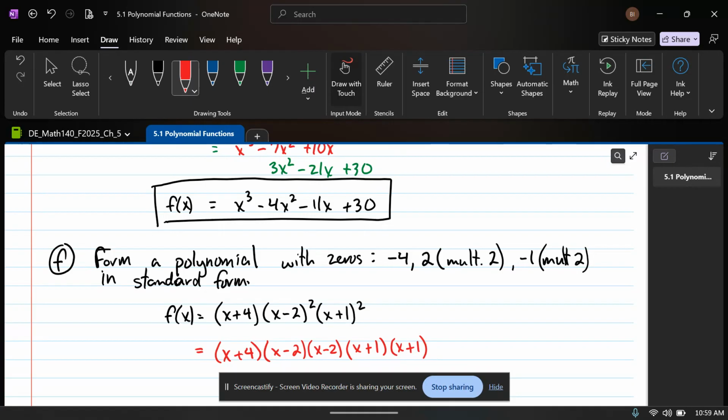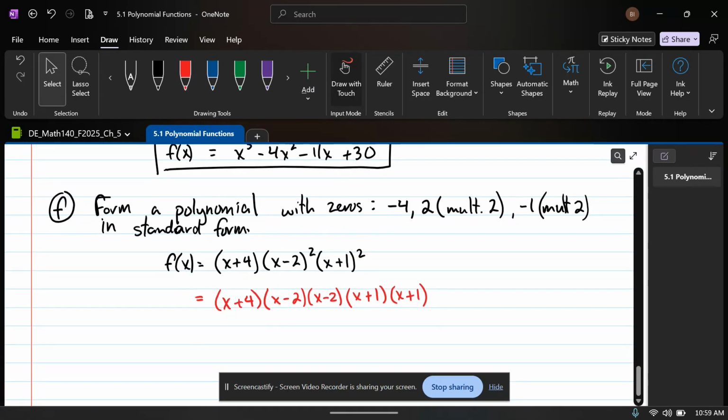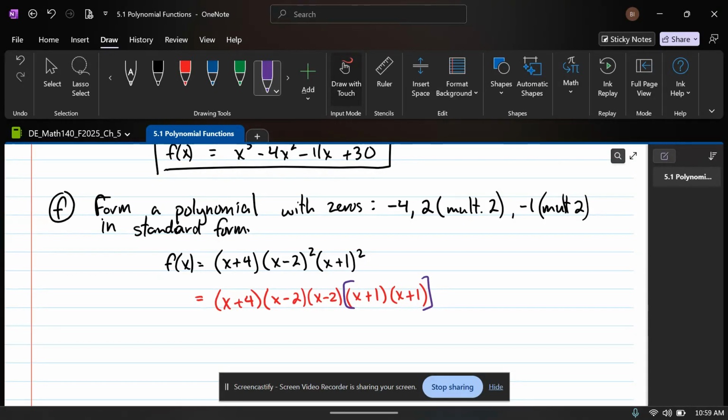All right, so we're multiplying that out. I'm going to start with the ones that are alike first, because that just seems to me like a good idea. So I'm going to go those two at x plus 1 together, and then at x minus 2, those two together. I'm going to get those two going. So that's going to be x squared plus 2x plus 1. That's going to be x squared minus 4x plus 4. And then I've still got the x plus 4 hanging in the front there.